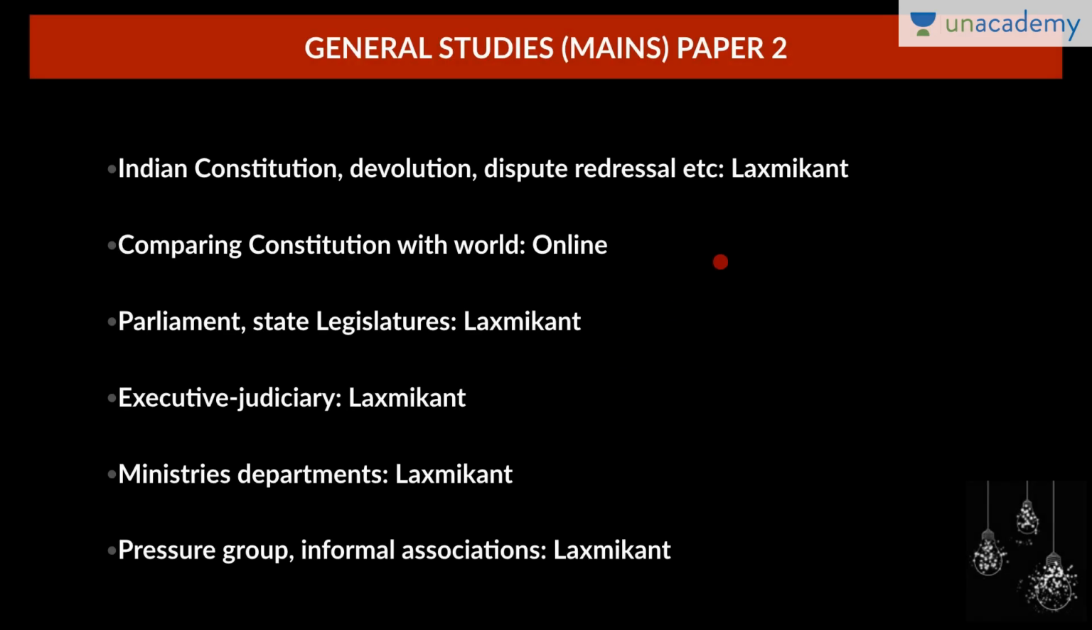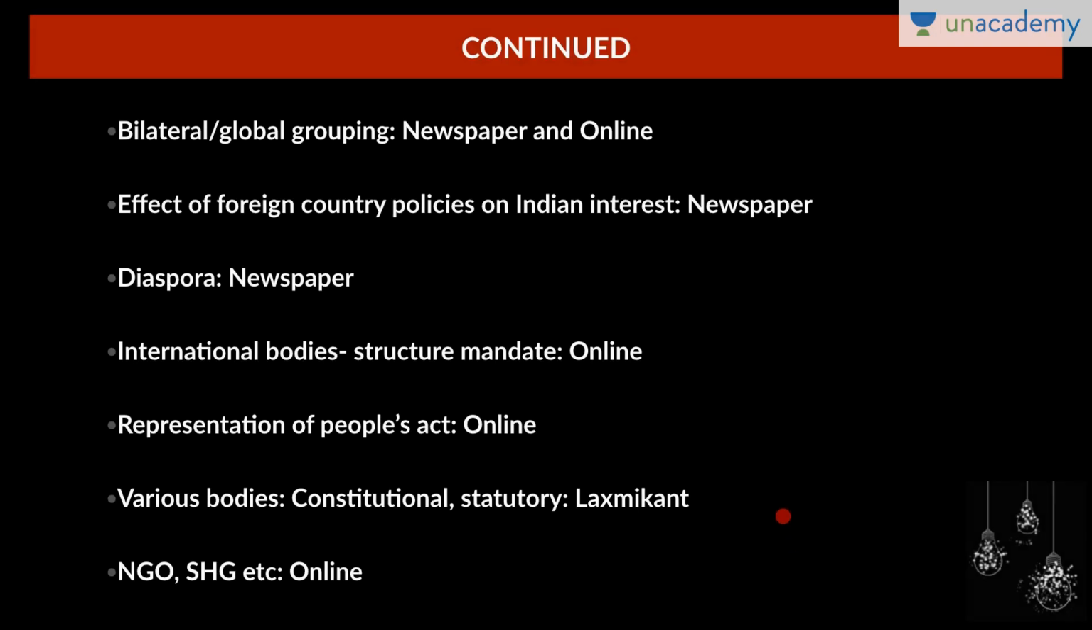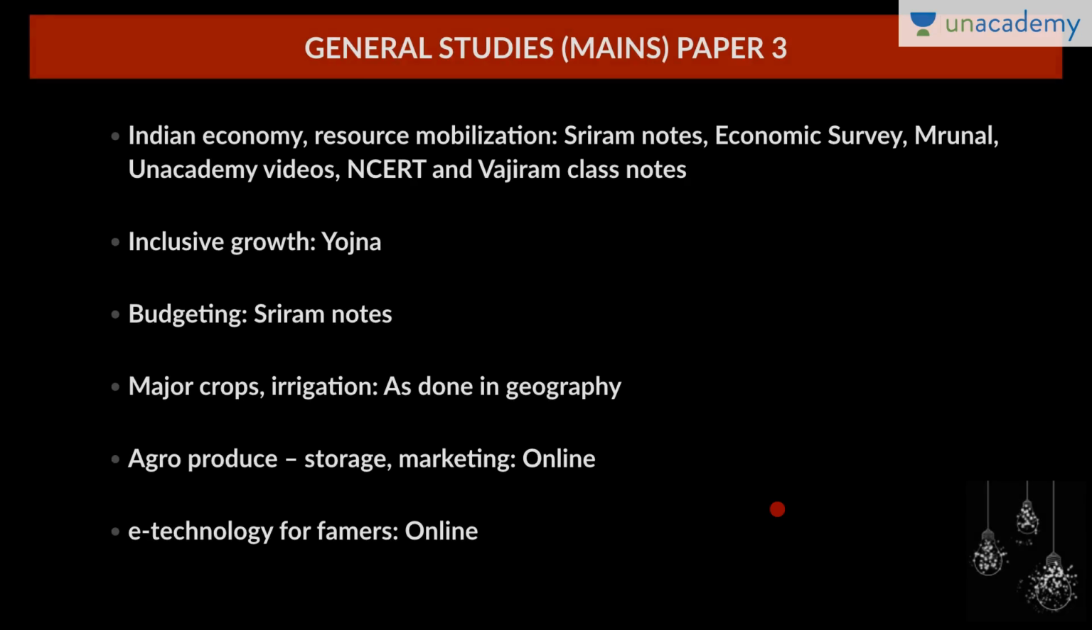GS paper 2, I referred to only one source, that was Laxmikant and Yojana. So more or less everything was already covered during prelims. For bilateral groupings and all, I only referred to online material here and there of the groupings that were mentioned in the newspapers very often. And for foreign policies, again newspaper. Other material was covered online or from the newspaper.